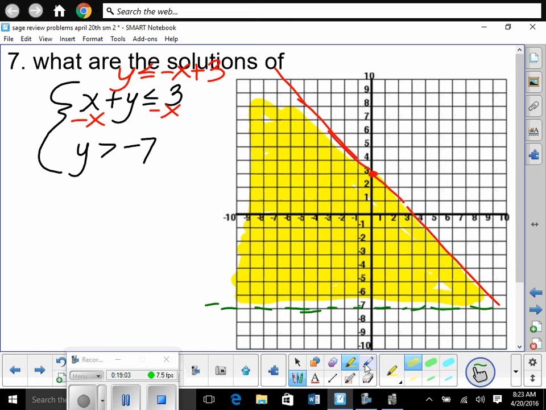If I said to you, is 0, 3 a solution, what would you say? Yes. You would say yes. Very good. It's on the solid line, right? So it's included. If I said to you, is a point on y equals negative 7 a solution, you would say no, it's on the dotted line, right? Not included. Okay, awesome. You guys are totally getting it.